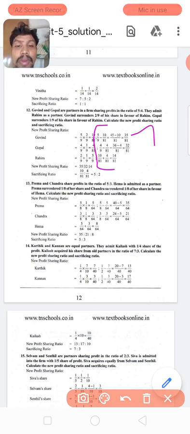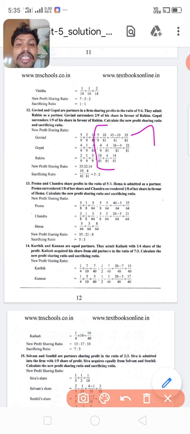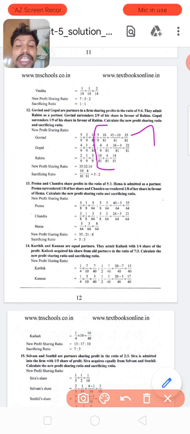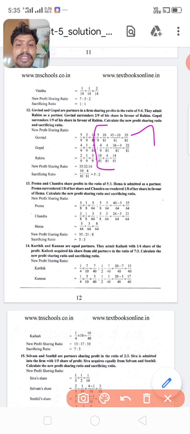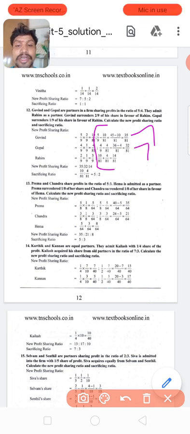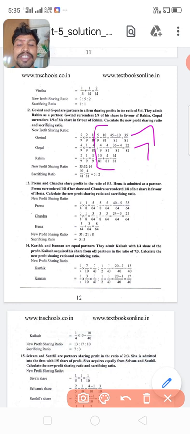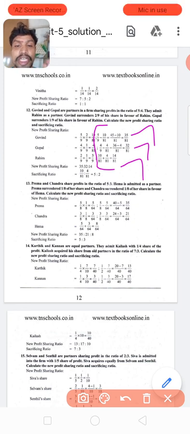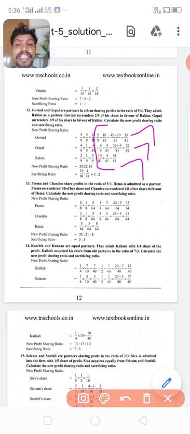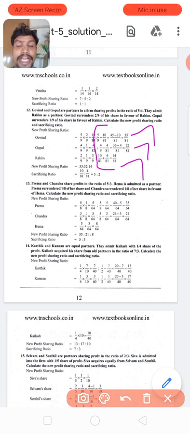Then for Gopal also, 4 by 9 minus 4 by 81. 4 by 81 is the sacrifice ratio. We found that, right? Now the answer is 32 divided by 81, right? For Rahim, we have to add both sacrifice ratios. What is the sacrifice ratio? 10 by 81 and 4 by 81, totally 14 by 81. Now the new profit sharing ratio is 35:32:14, right? Sacrifice ratio is 10 by 81, 4 by 81. That's all, my dear students.